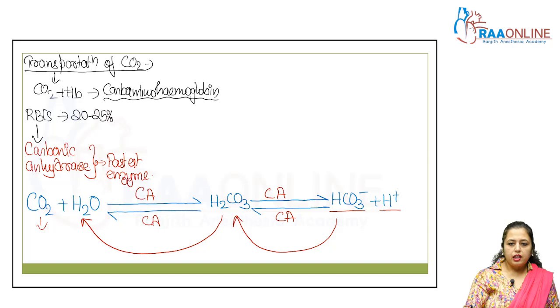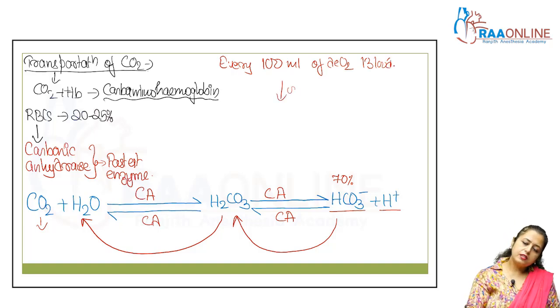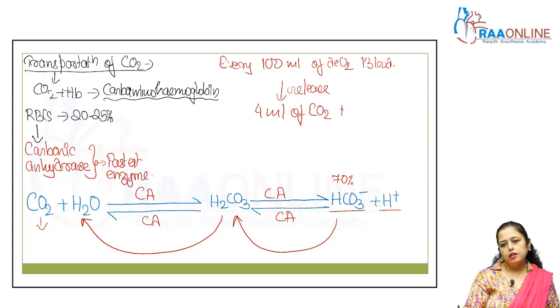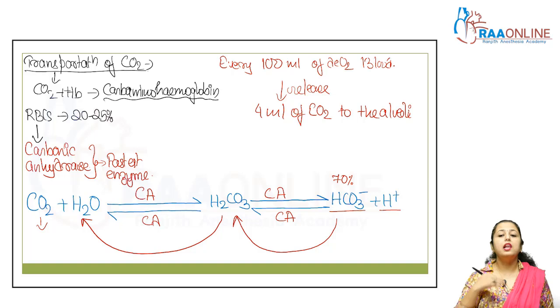So in that manner, the transportation of carbon dioxide occurs. That's why we can say 70% of carbon dioxide is transported in the form of bicarbonate ions, right? Every 100 ml of deoxygenated blood releases 4 ml of carbon dioxide to the alveoli, at the alveoli, right, to expel out.